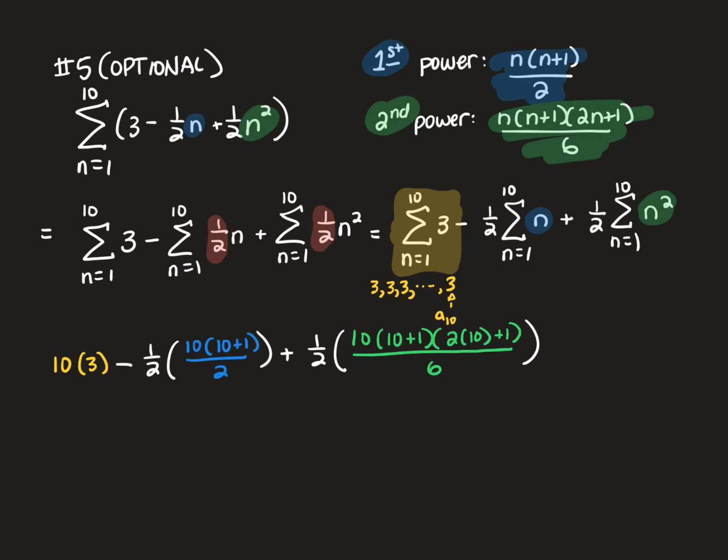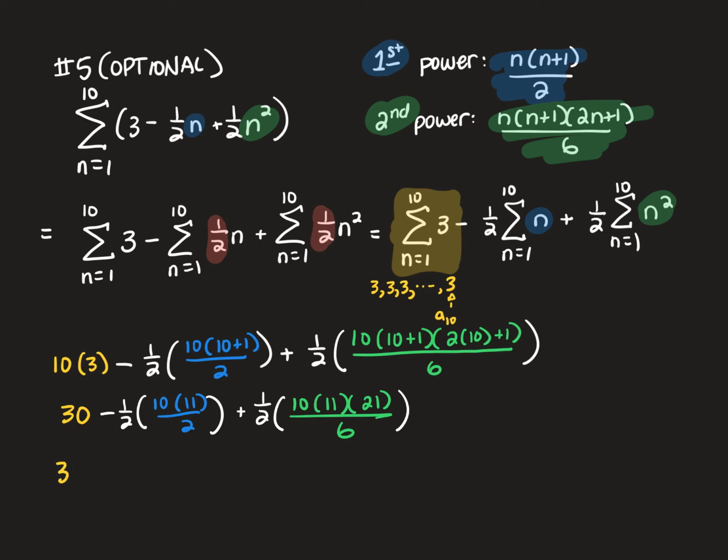And then at that point it's a lot of just simplifying. So my first term here is just 30 minus 1/2 times 10 times 11 all over 2 plus 1/2 times 10 times 11 times 21 all over 6. Now we can use our calculator, and I'll go through all of the simplifying with you on this one just so you can see where everything comes from.